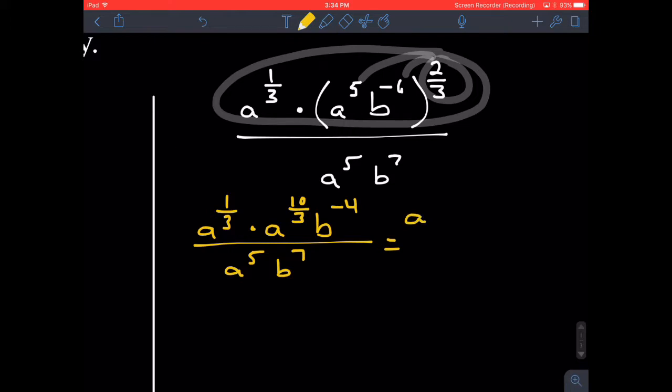Now, we have our additive property right here, meaning we have the same base. So what we're going to do is add the two exponents together, 1/3 and 10/3.